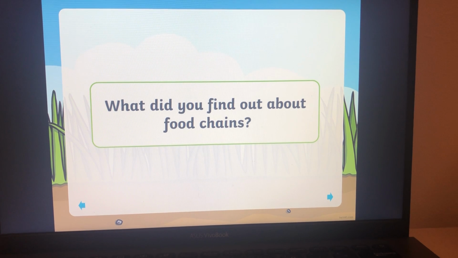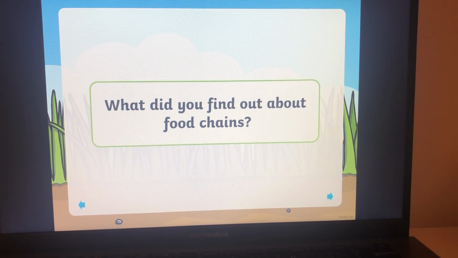What I'd like you to do now, Year 2, is write down one fact that you found out about food chains from today's lesson.